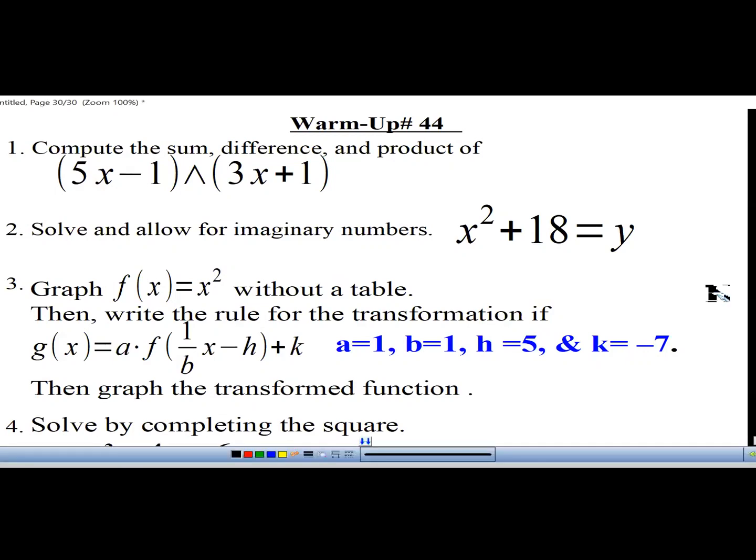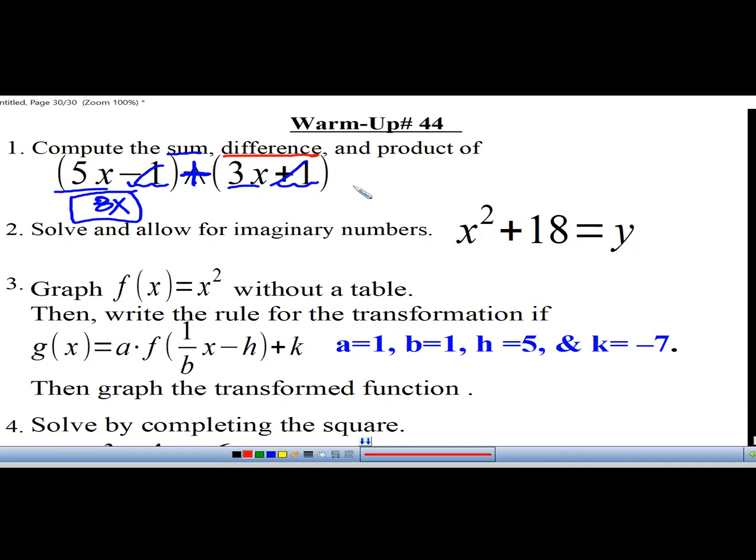All right, so let's go over the warm-up. For the sake of time, I'm going to go over all of these to make sure we got these. Number 1 says compute the sum, difference, and product of 5x minus 1 and 3x plus 1. To save space, I'm going to put a plus here for the sum. So I need to combine like terms since there is no coefficient outside of each. So 5x plus 3x, that's 8x. And then -1 plus 1, they cancel. So our sum is 8x.